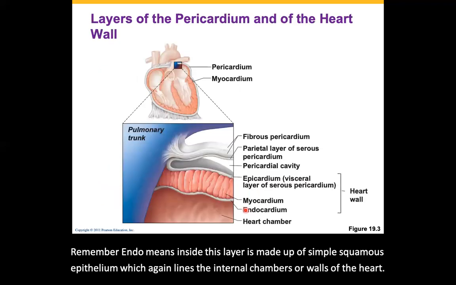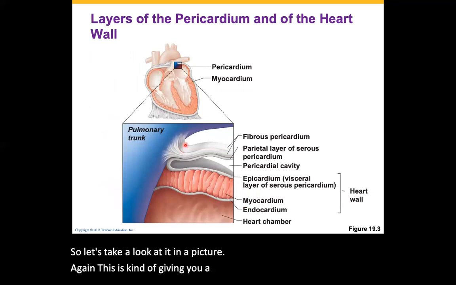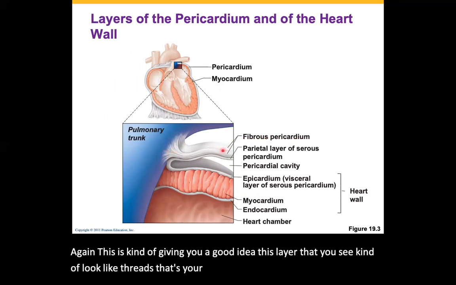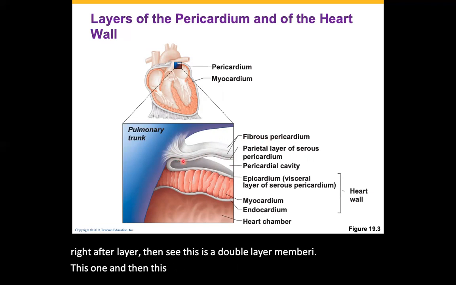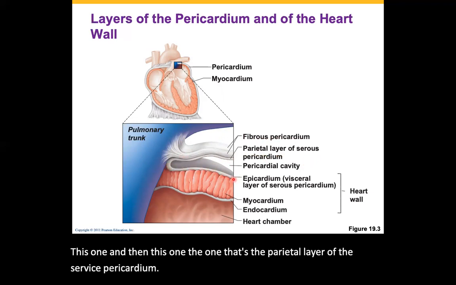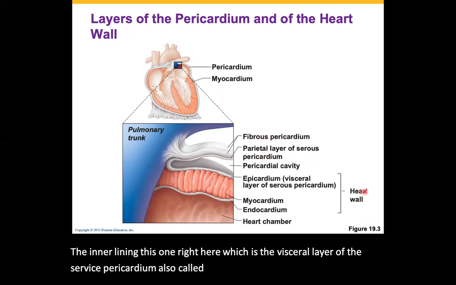So let's take a look at it in a picture. Again, this is giving you a good idea. This layer that you see looks like threads. That's your fibrous pericardium. It's a thick outer layer. Then see, this is a double layer membrane. The outside layer is the parietal layer of the serous pericardium. The inner lining, right here, is the visceral layer of the serous pericardium, also called epicardium, which is part of the heart wall.